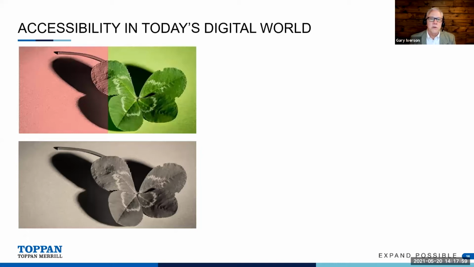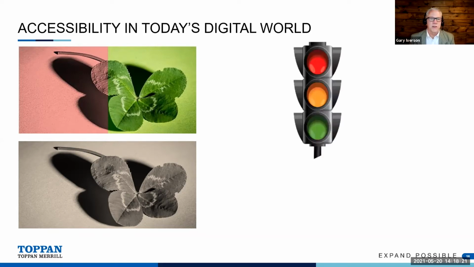So according to Healthline and the National Eye Institute, 8% of men and a half a percent of women are colorblind. And most of that is in this red-green spectrum. So this level of detail is important when you work with color in your documents that you post and on your website. And here's another common object, a traffic light.